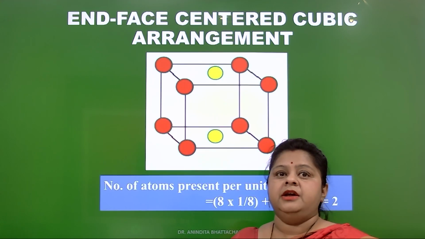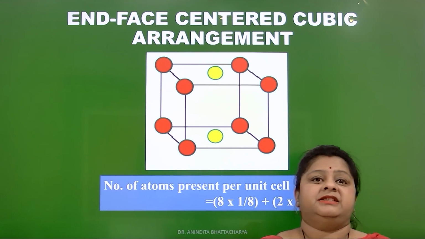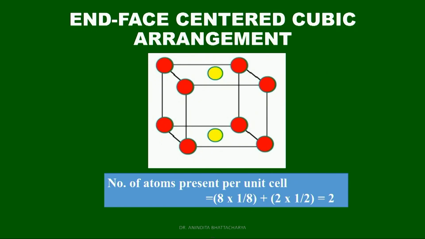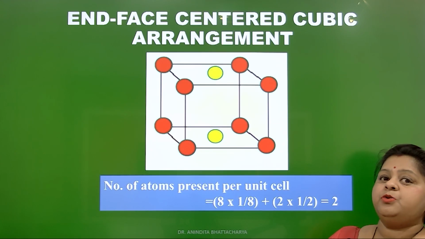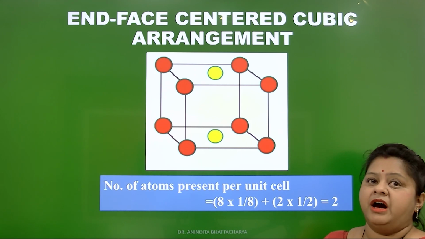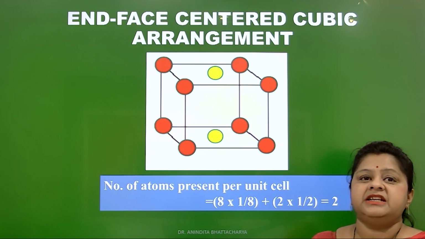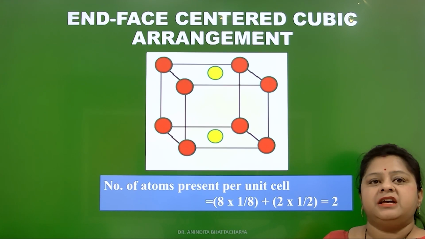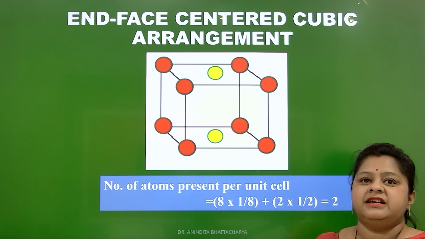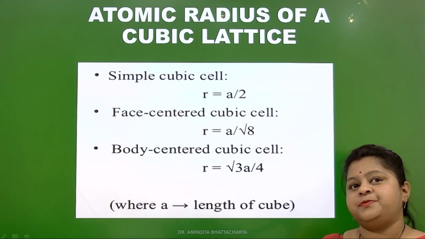Now if we move on to the end face centered, in this we have only 2 atoms on the end faces whereas 8 in the corner positions. So it is 8 into 1 by 8, that is 1, plus 2 into half, that is again 1. 1 plus 1 makes it 2. So we have 2 atoms in an end face centered cubic lattice.